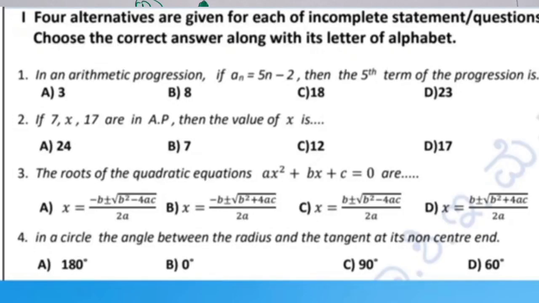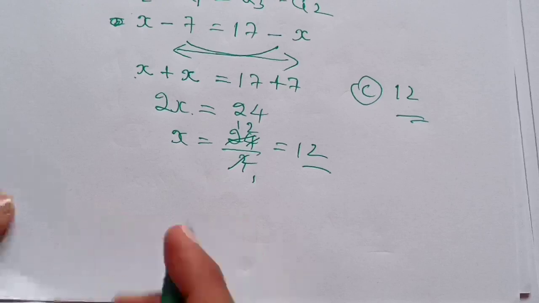The roots of the quadratic equation ax square plus bx plus c equals to 0, children. Simple question. Write the quadratic formula, that is the root for the quadratic equation ax square plus bx plus c equals to 0. Again I will say, simple. Write the quadratic formula that will be the roots of the quadratic equation ax square plus bx plus c equals to 0, children. Now what is the quadratic formula?